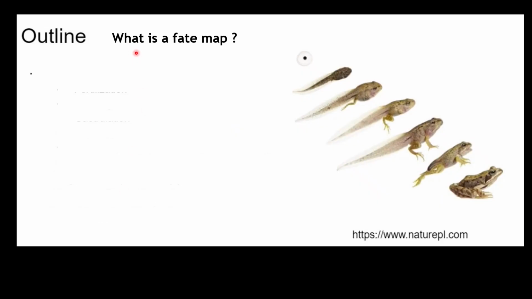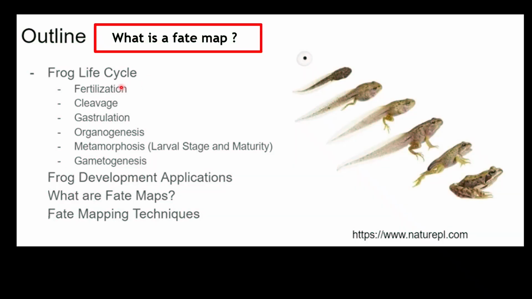We're going to start talking about what a fate map is, then we will talk about all these stages of the frog life cycle in a very general way. And during the semester, we are going to talk about each one of these in much more detail. Then we will talk about some applications of why we study frog development and what was studied in the past. And we are going to talk about some techniques that were used to study fate maps.